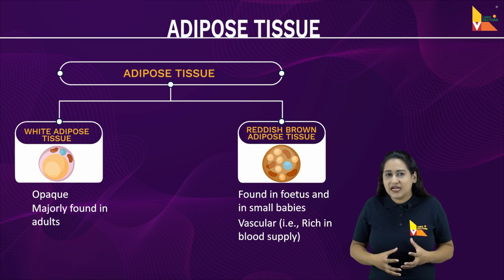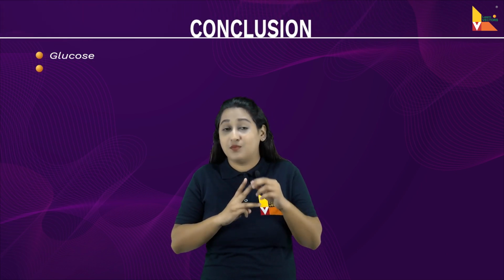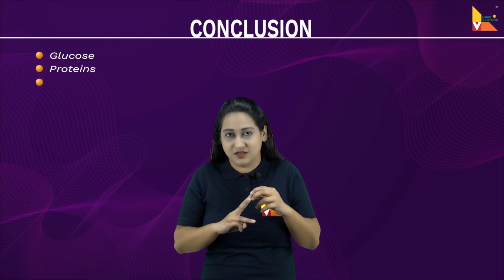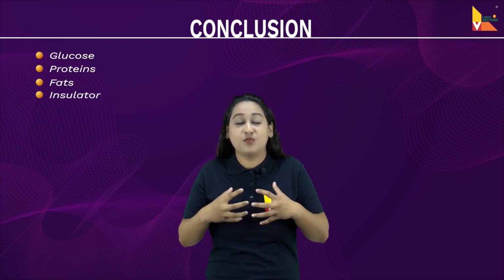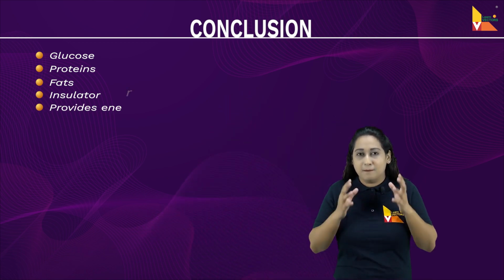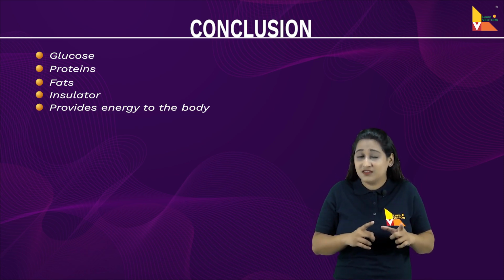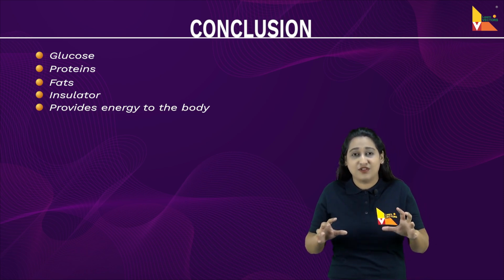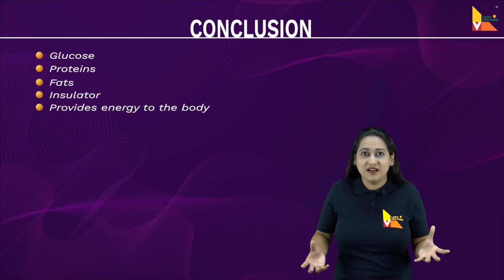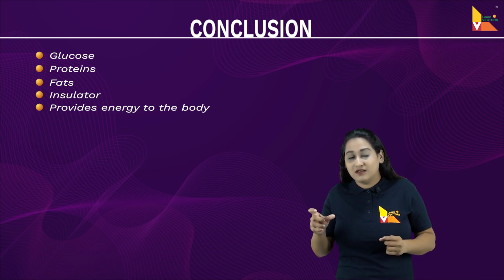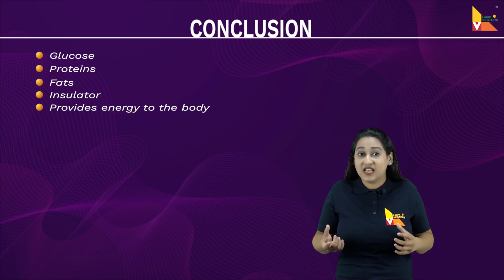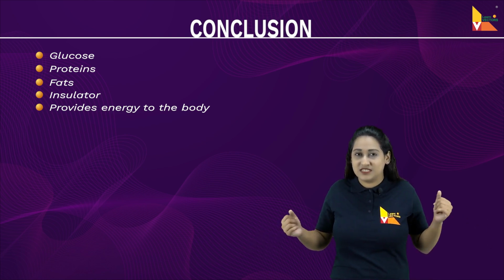To conclude with adipose tissue, we have three sources of energy for our body. Glucose, then protein, and then fats, right? So the fats, the adipose, act as a very good insulator. It provides energy to the body. But there are some good things and some bad things in everything which happens in our life. So similarly, adipose tissue has a good side and a bad side. The good side is that it is providing energy. What is the bad side?